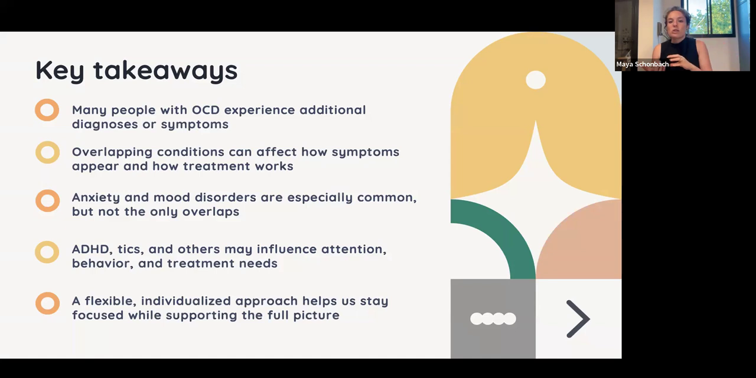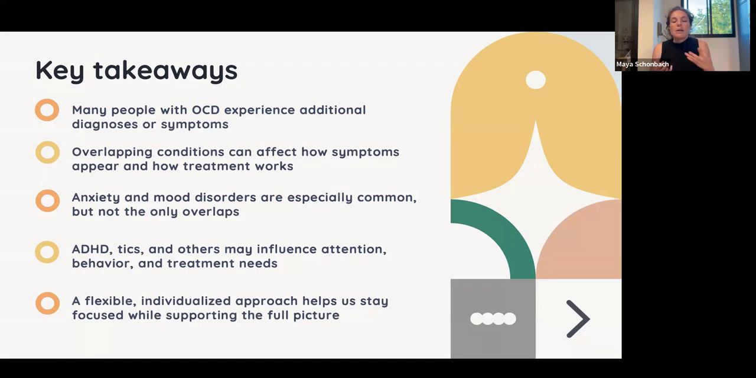Anxiety disorders, mood disorders, those are some of the most common overlaps, but they're not the only ones. We also talked about today ADHD, tics, autism spectrum disorder, other areas. These affect attention, emotion regulation, social behavior, and then in turn, it also affects treatment needs.